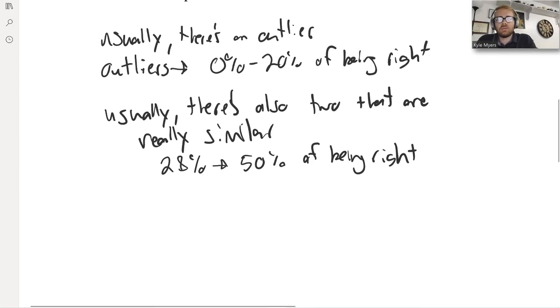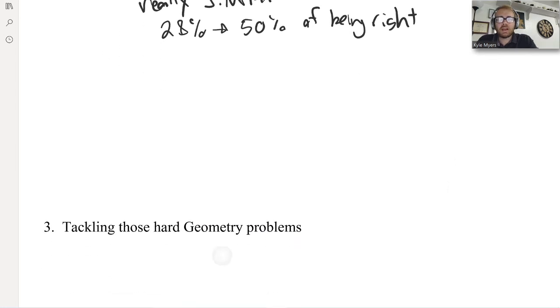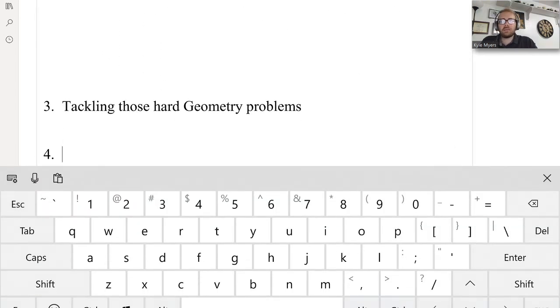Okay, so moving on to the next thing here. Tackling those hard geometry problems.